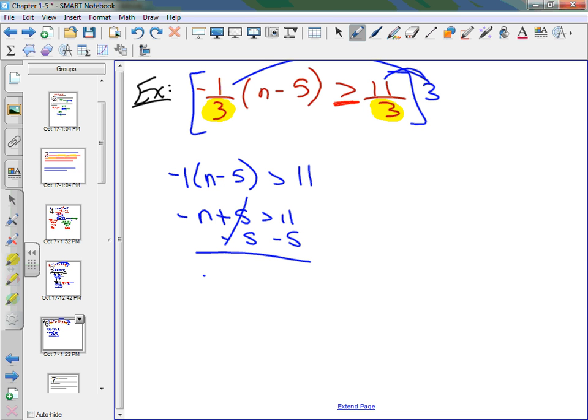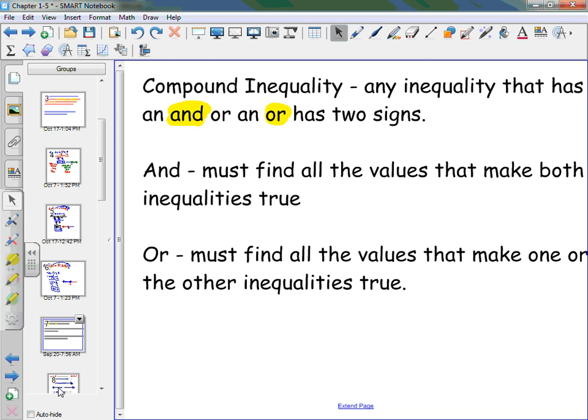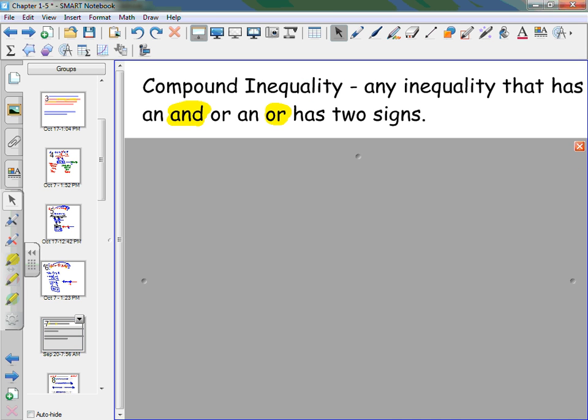Next, we have compound inequalities. Compound inequalities are any inequality that has an "and" or an "or" in it.